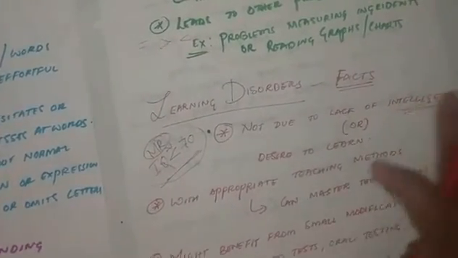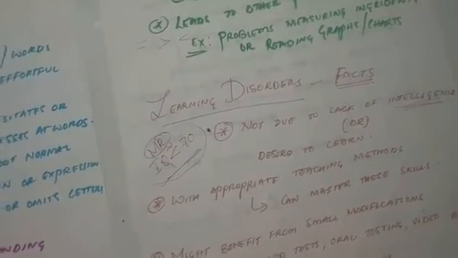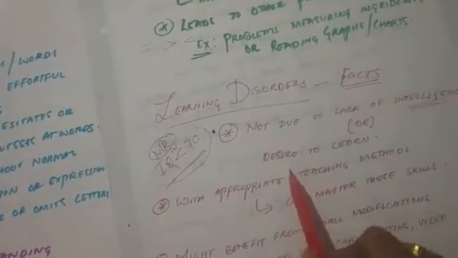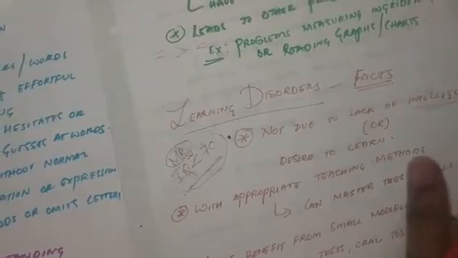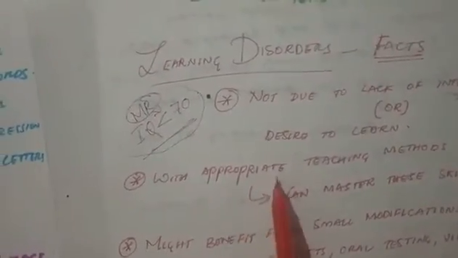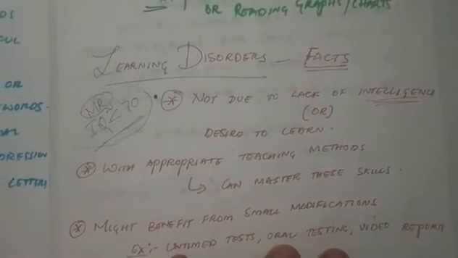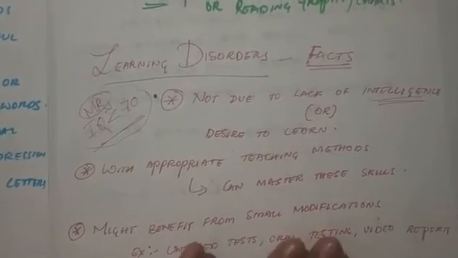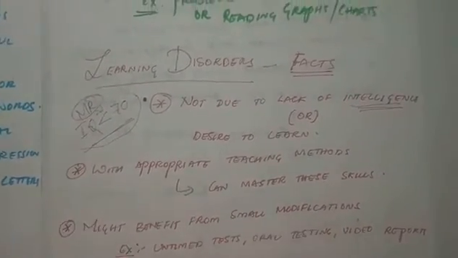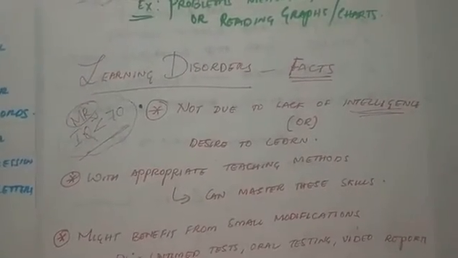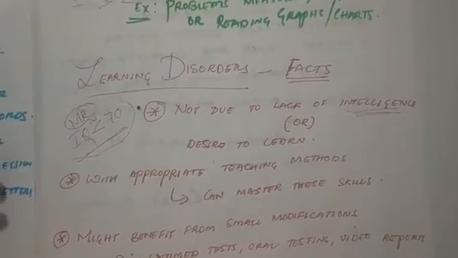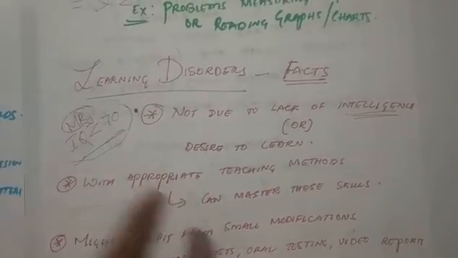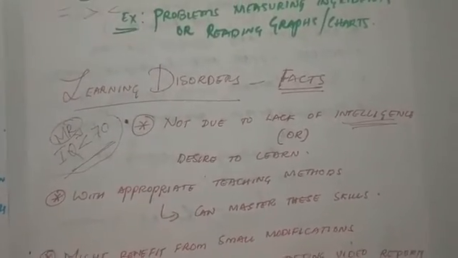It is a problem that a child has developed. It has nothing to do with interest or desire, and nothing to do with intelligence. Everything is intact there. Next, with appropriate teaching methods, they can master these skills. These individuals do not understand the way we usually learn, so we need to teach them in a way they understand. That is what a learning disability requires.